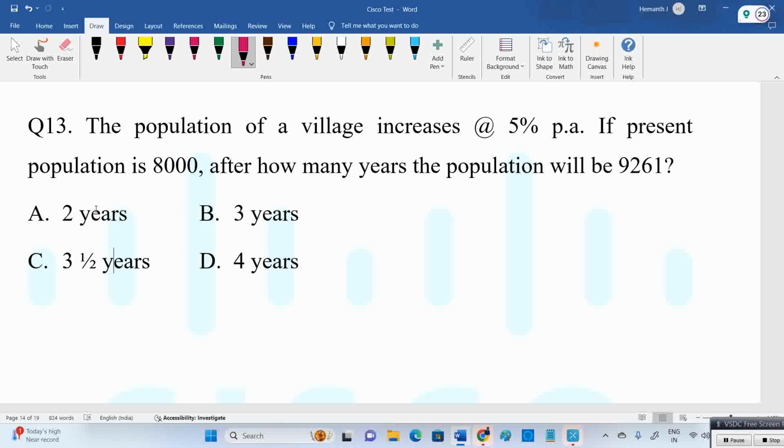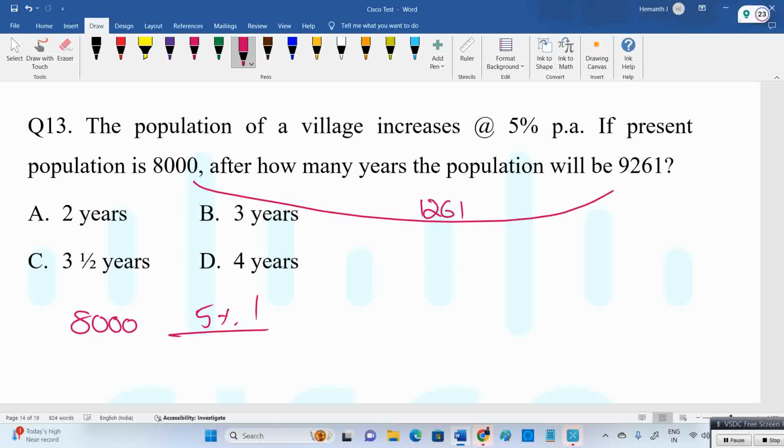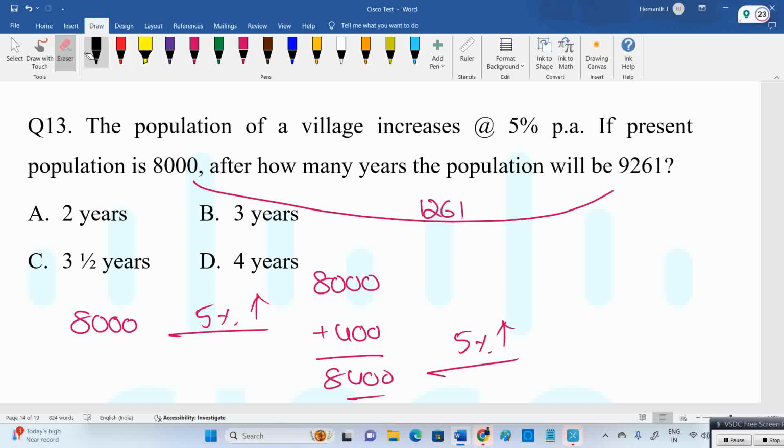How much should be increased overall? 8,000 becoming 9,261 means 1,261 is the extra, right? See, there are two concepts. One method is like this. You increase 5%. For 8,000, 10% is 800, 5% is 400. Now it is 8,400 after first year. Second year, 5% increase from 8,400.